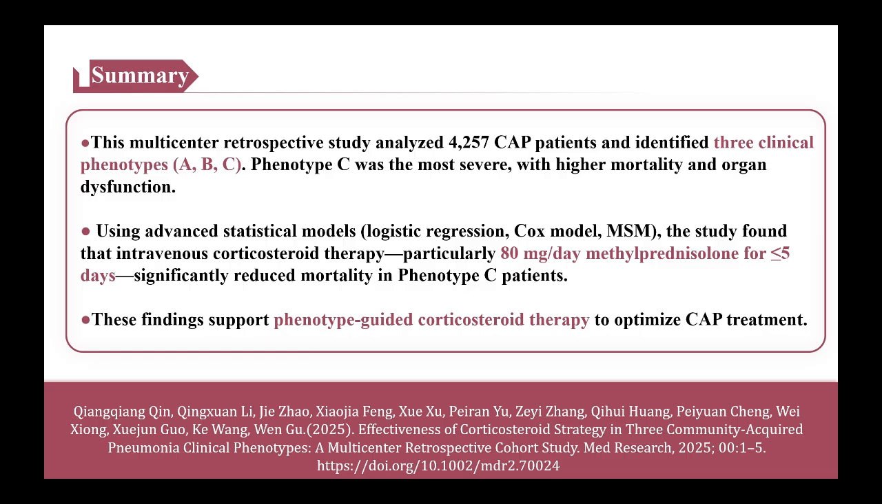Using advanced statistical models, logistic regression, Cox model, MSM, the study found that intravenous corticosteroid therapy, particularly 80 mg per day methylprednisolone for less than or equal to 5 days, significantly reduced mortality in Phenotype C patients. These findings support phenotype-guided corticosteroid therapy to optimize CAP treatment.